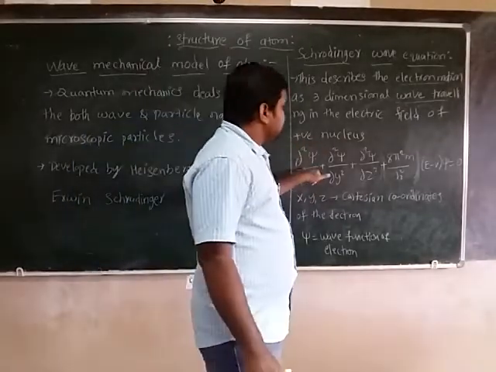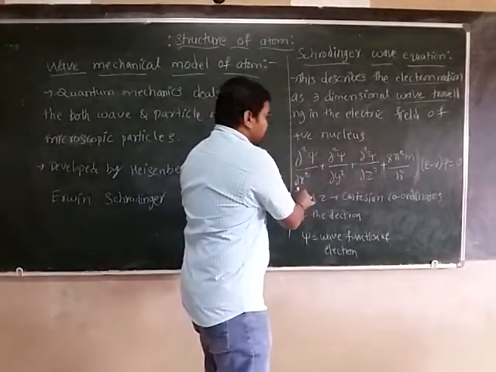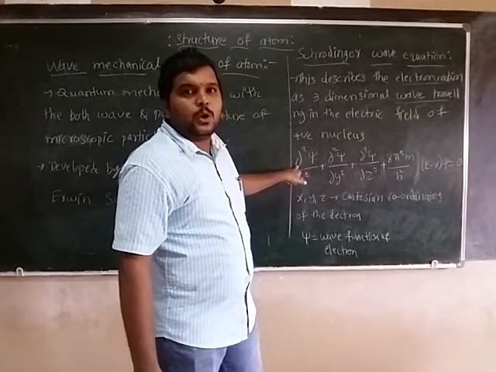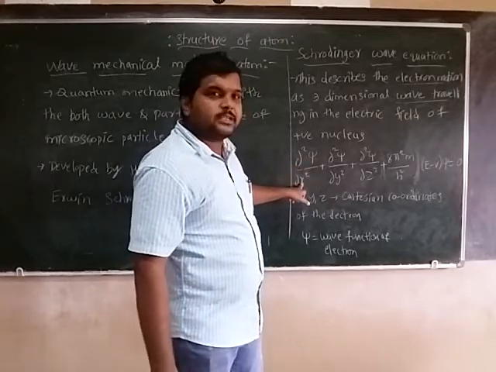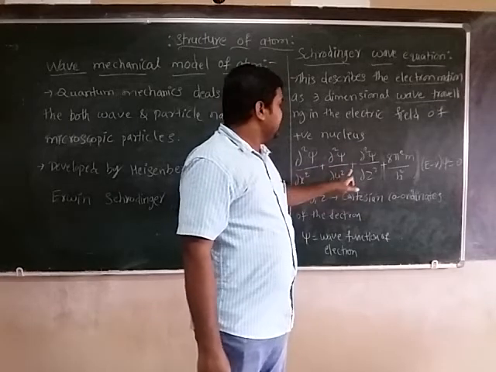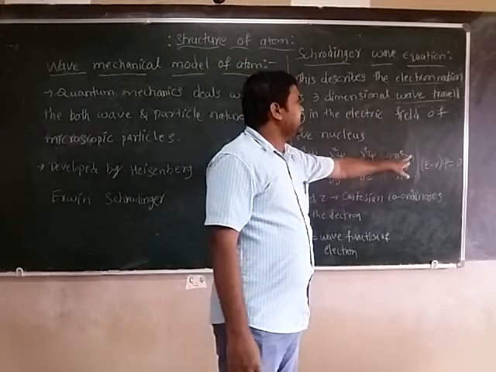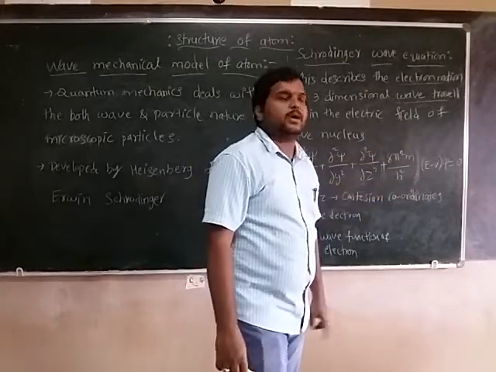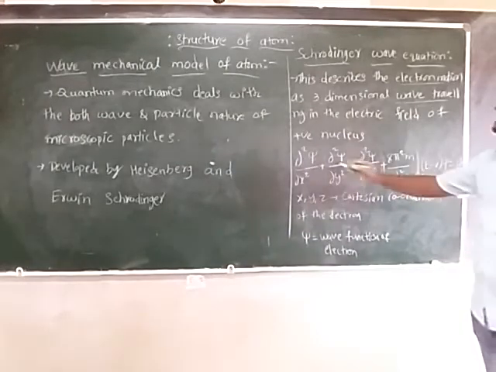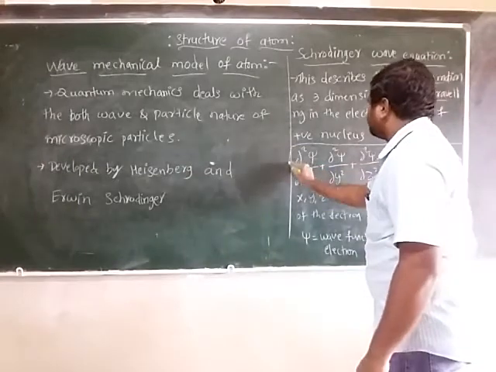So that is the formula: del square psi by del x square, what we pronounce as del. Del square psi by del x square plus del square psi by del y square plus del square psi by del z square plus 8 pi square m by h square of (E minus V) psi equals 0. So this is known as Schrodinger's wave equation.